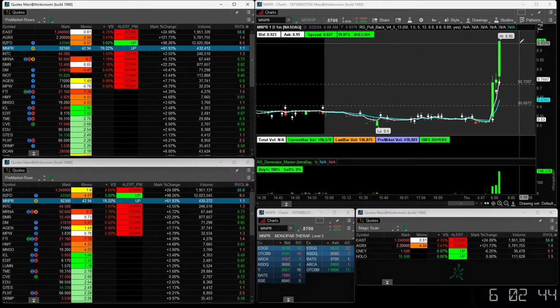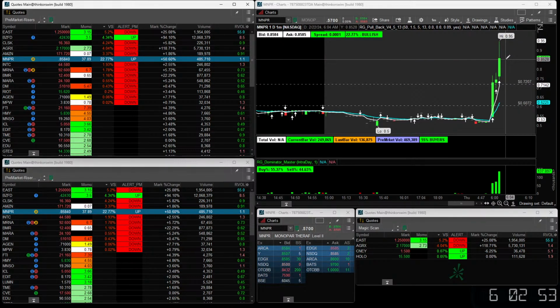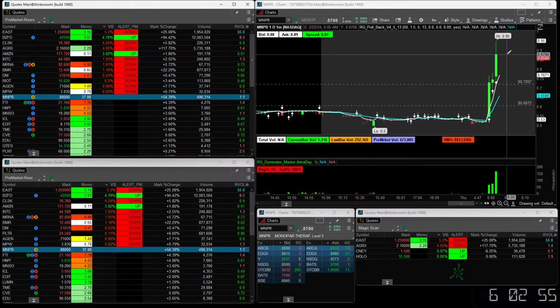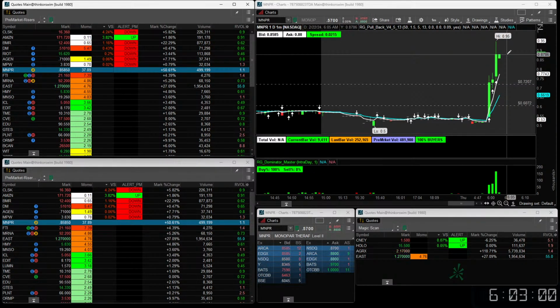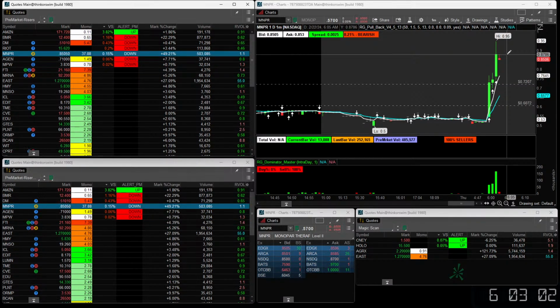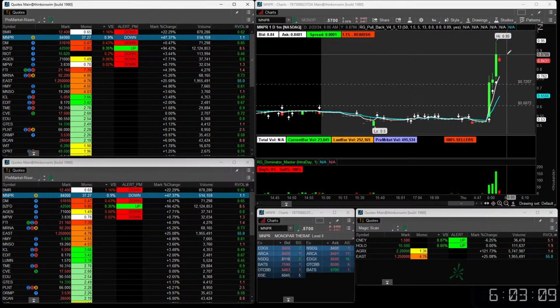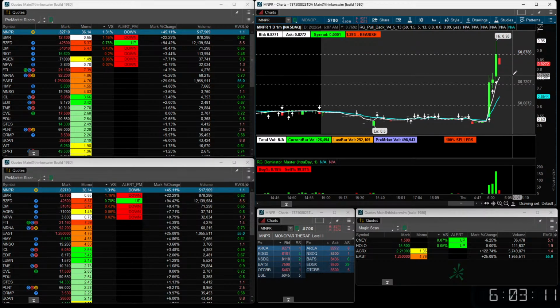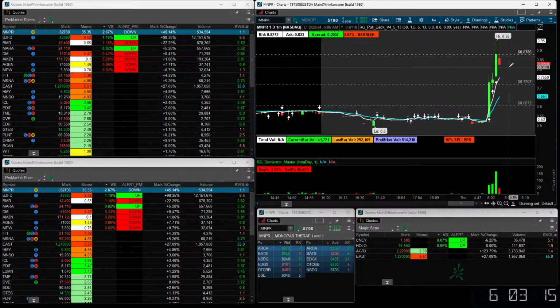I'll go ahead and mark support and resistance lines for you. Need this candle to close. See if we get the reversal out of it. They may drive it up even further. So once this candle closes, I will mark a support level.